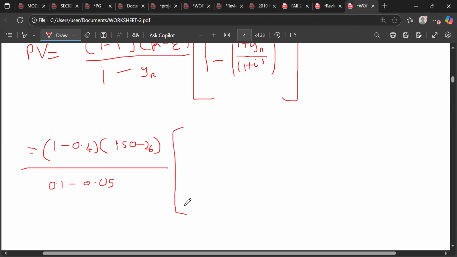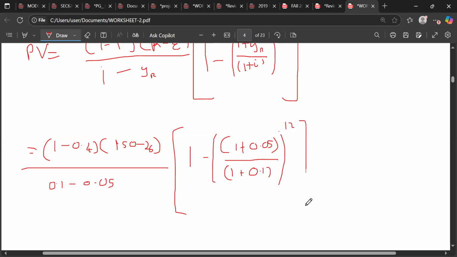multiplied by 1 minus, 1 plus 0.05 over 1 plus 0.1, and all this raised to the power 12 years.